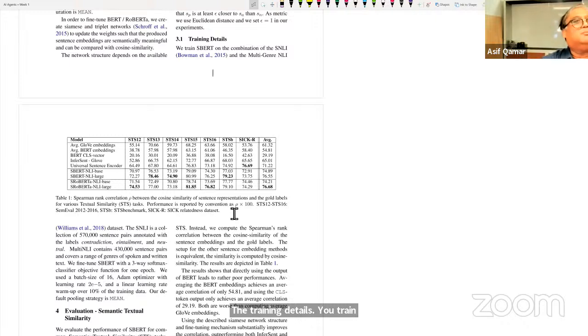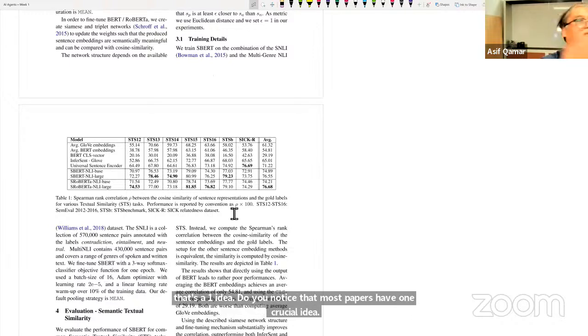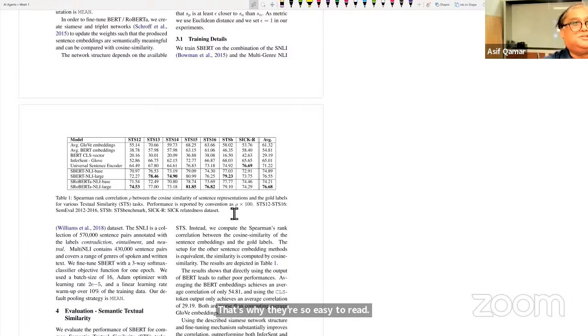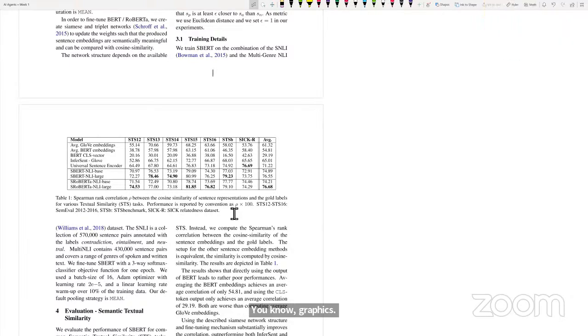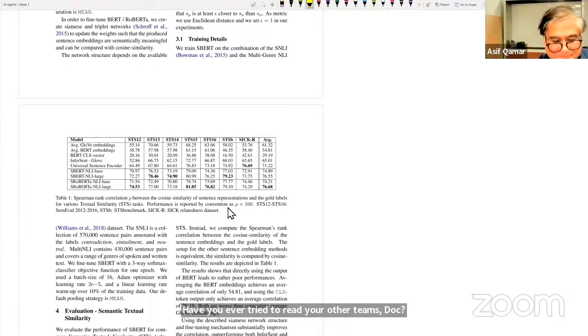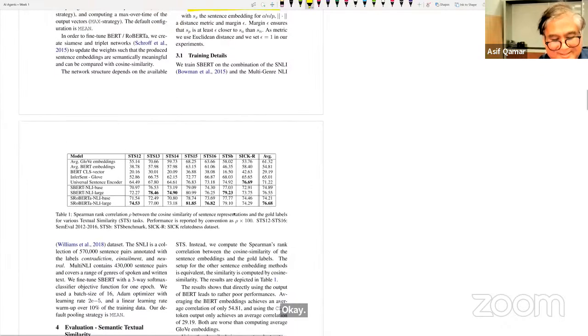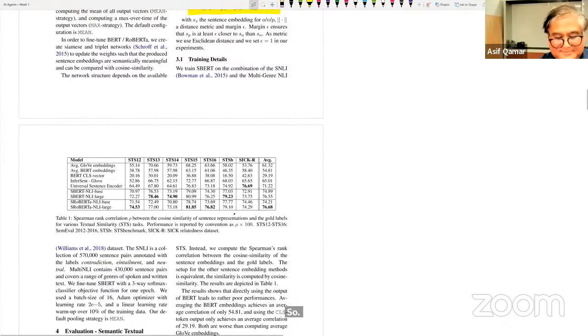Do you notice that most research papers have one crucial idea? That's why they're so easy to read. Unlike documents written by engineers, which are indecipherable hieroglyphics, right? Have you ever tried to read your other team's doc? Okay, so all right, guys. So we will look at S-BERT.